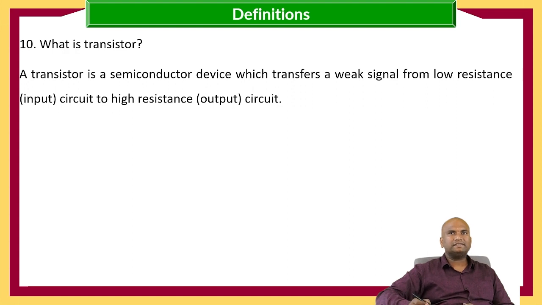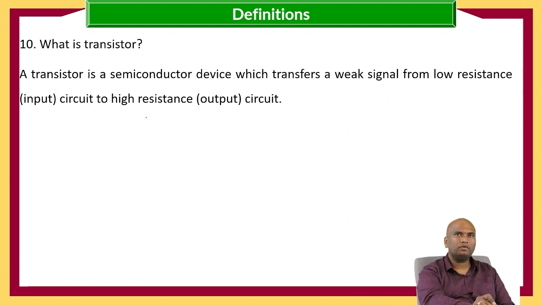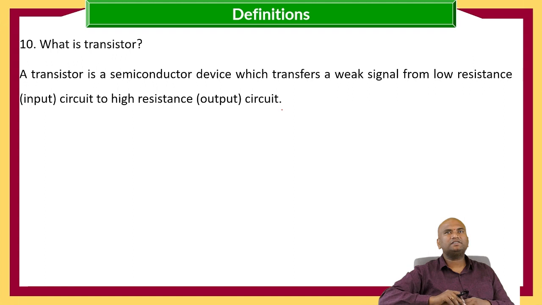What is a transistor? A transistor is a semiconductor device which transfers a weak signal from low resistance circuit to high resistance circuit. That is nothing but a weak signal is going to be converted from low resistance circuit to high resistance circuit, that is, from input to output circuit.